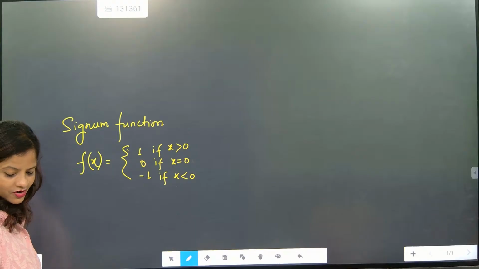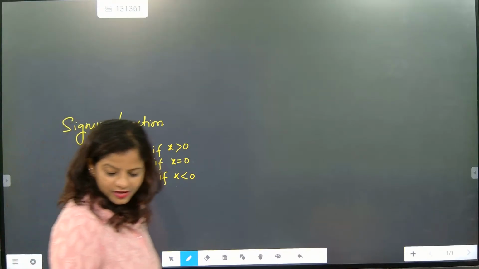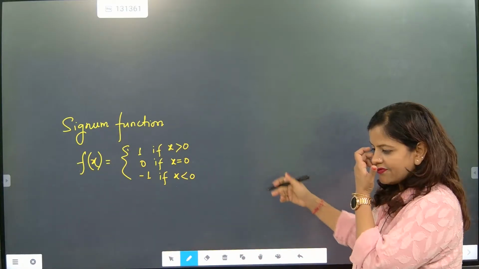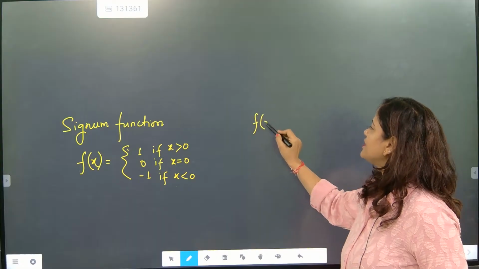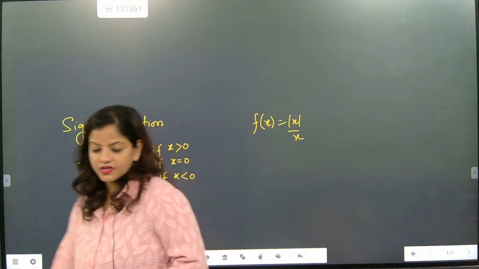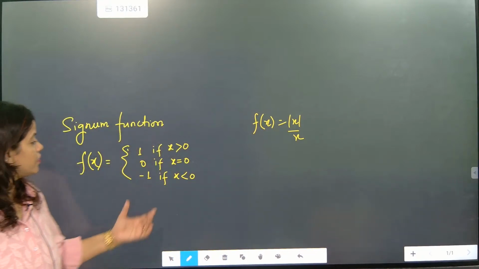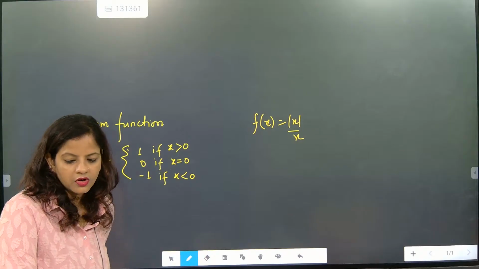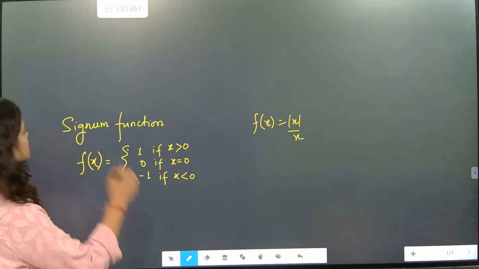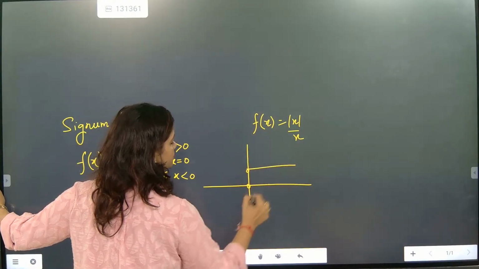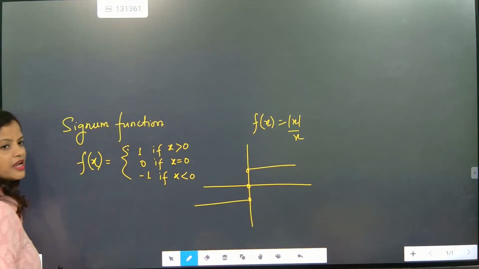I will draw the graph. I will draw everything. Wait, I'm drawing the graph. Please look here. Signum function f of x is written as modulus of x by x. This is exactly considered as signum function. It is not going to be one-one. Remember, 0 cannot be attained here, this part is not met. So this is exactly the graph of signum function.